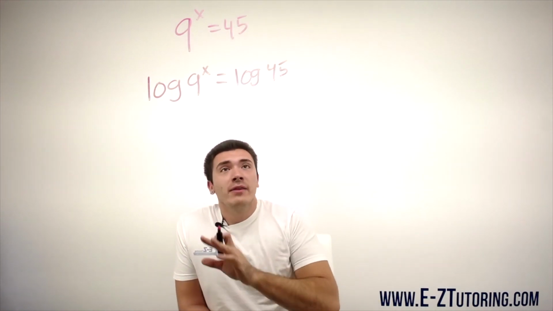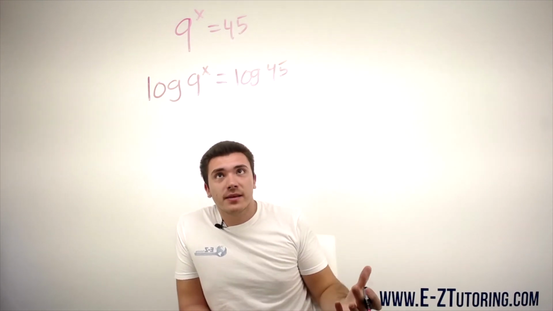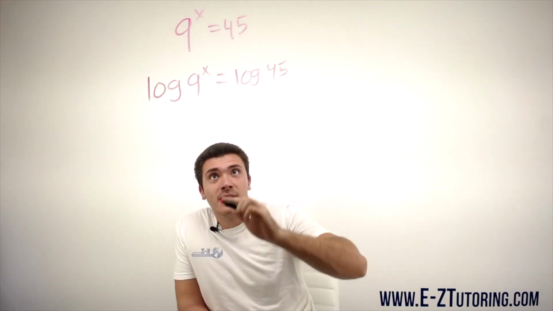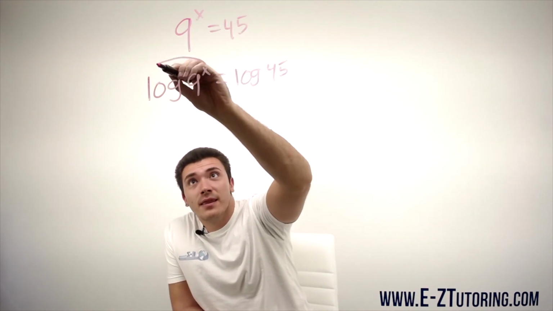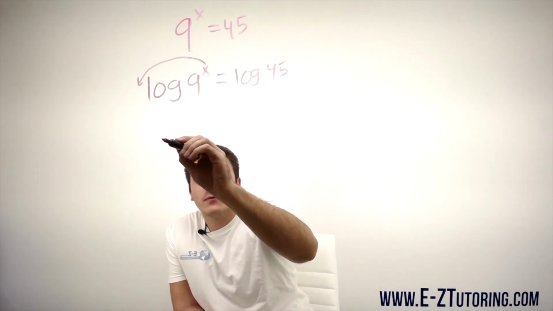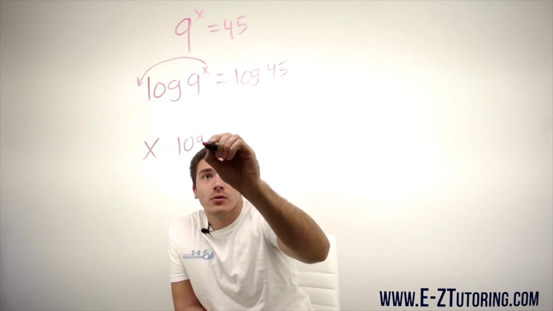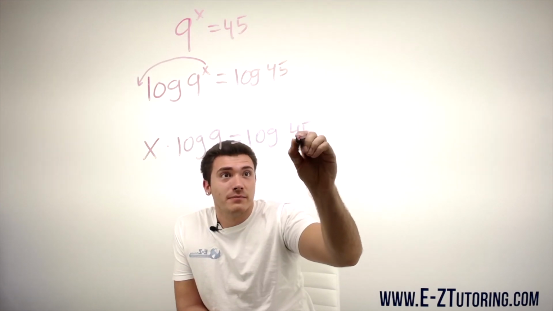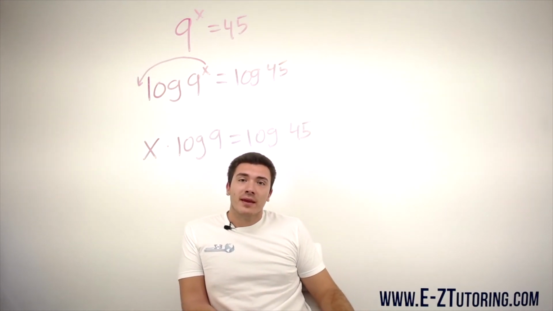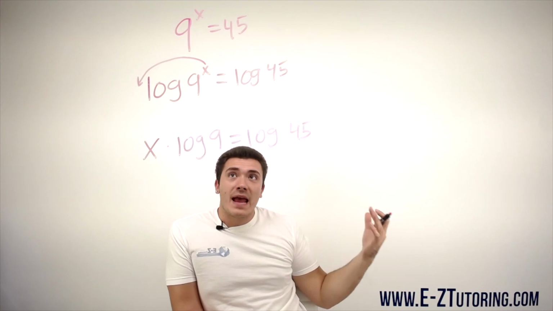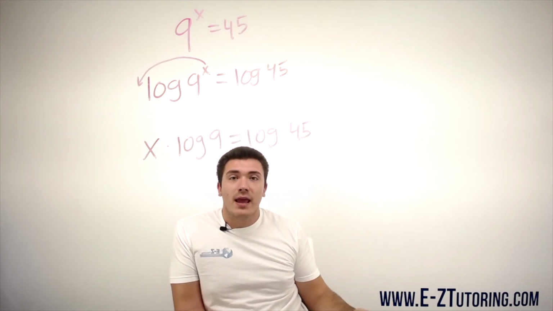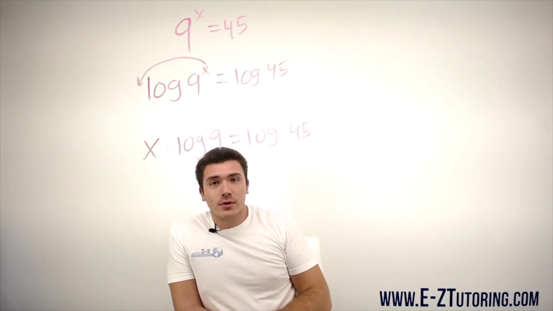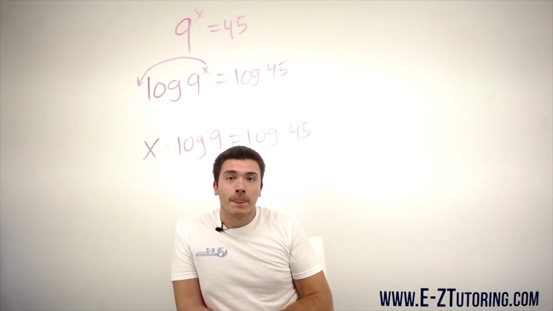So now that we've done this, how does this help us? Well, I'm sure you guys are familiar with the rules of logarithms. The rules of logarithms tell us that we can take the exponent and move it out front. X times log 9 equals log 45. Okay? So that helped us by getting x out of the exponent and allowing us to actually solve for x by having it in the equation, x times log 9.